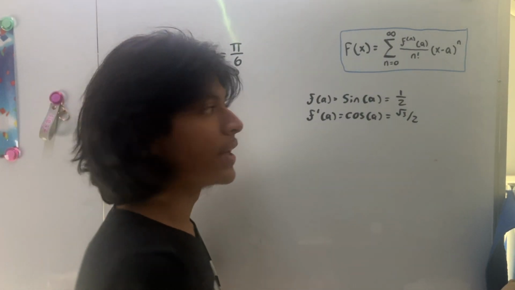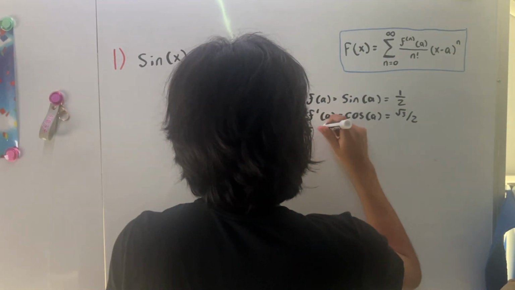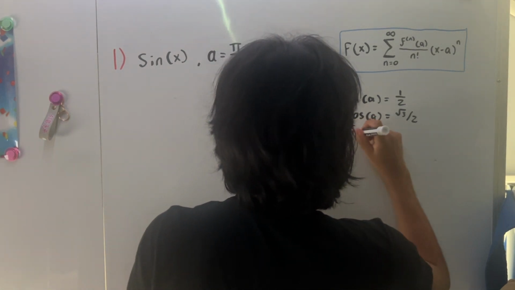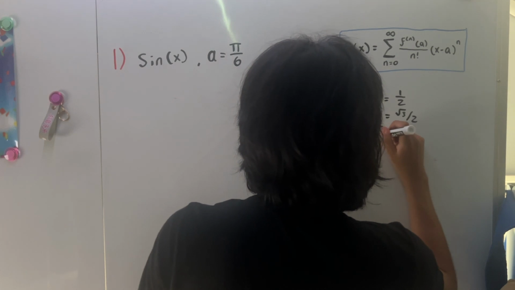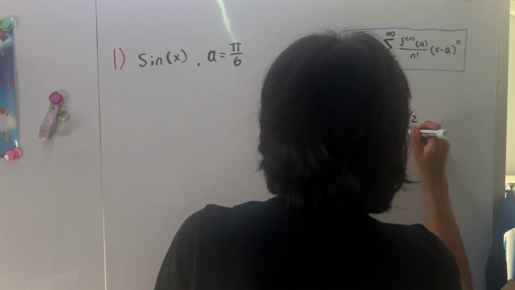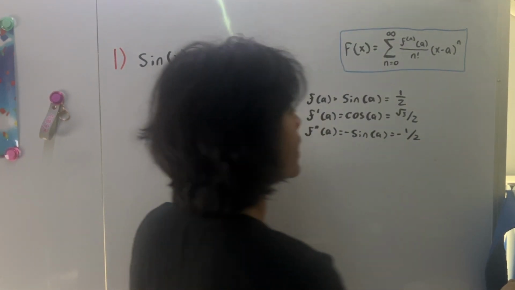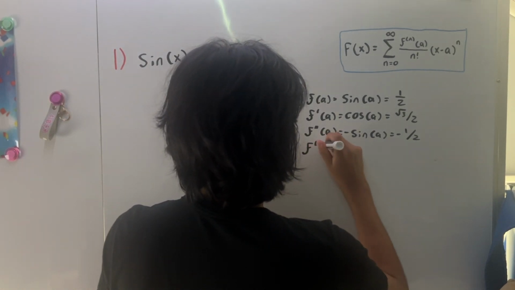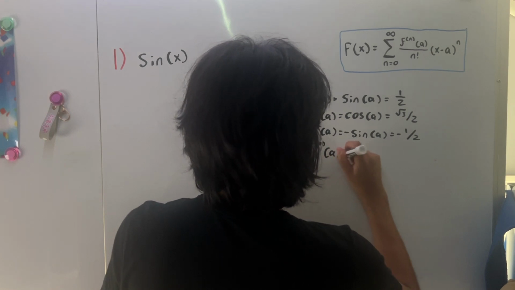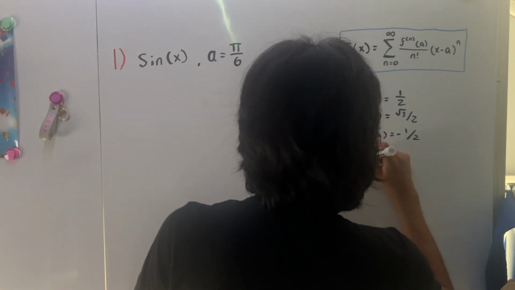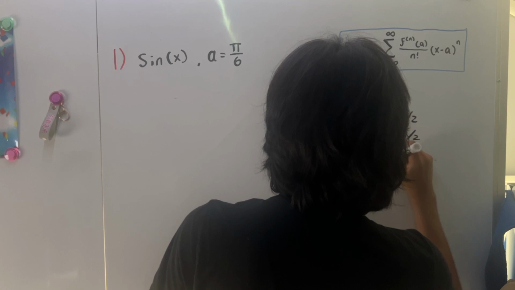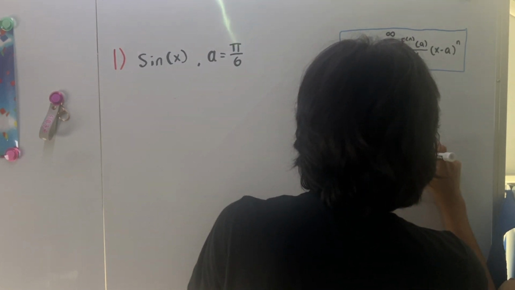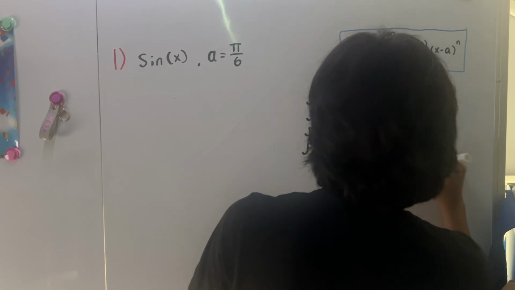We do the same thing again, taking the second derivative. So this is going to give us negative sine of a. And we're going to get negative 1/2. Doing it again, taking the third derivative, we get negative cosine of a. And this is going to give us negative square root of 3 over 2.